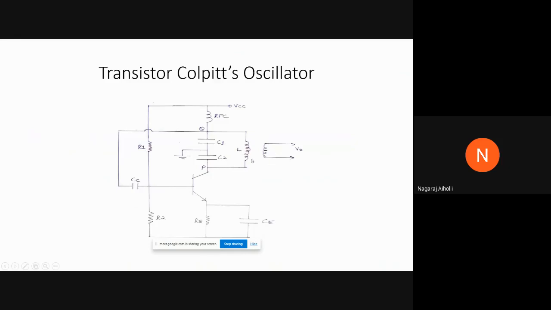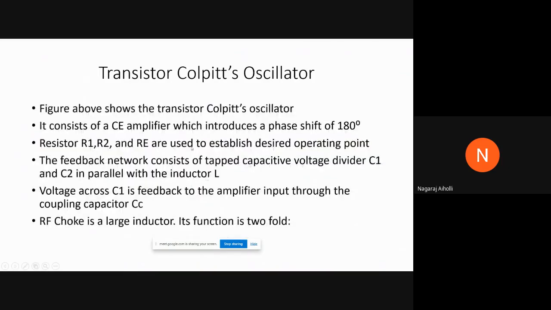So this is how the transistor Colpitts oscillator functions. The same points are being explained here. These are the various points that I explained about the transistor Colpitts oscillator.